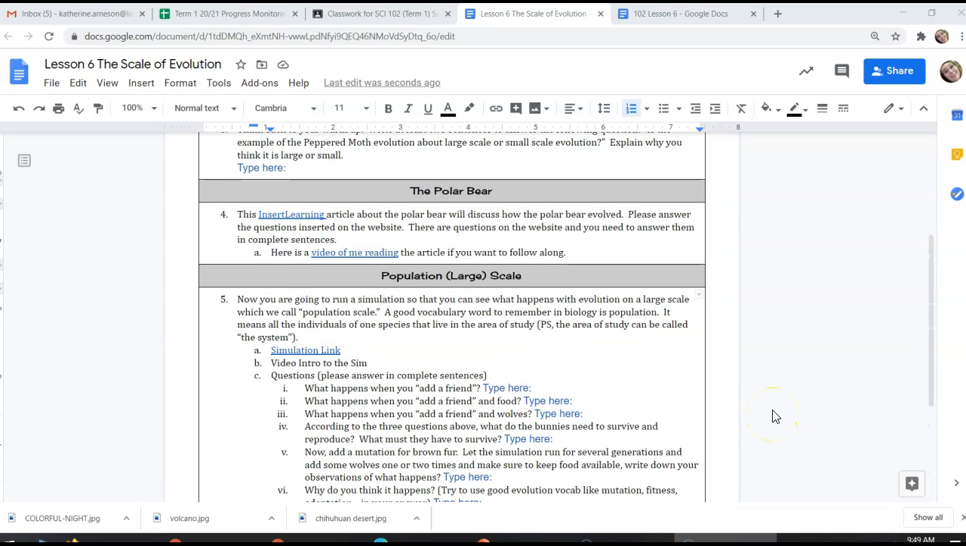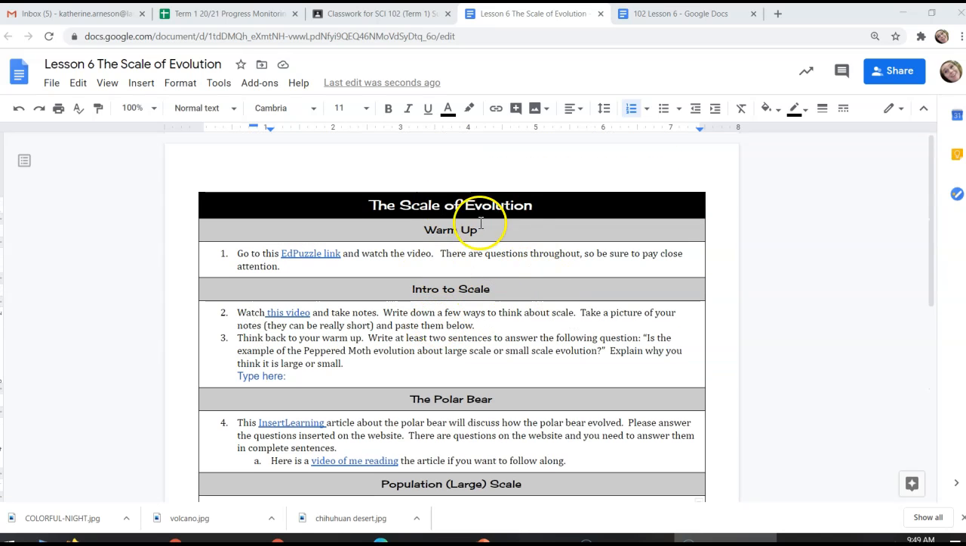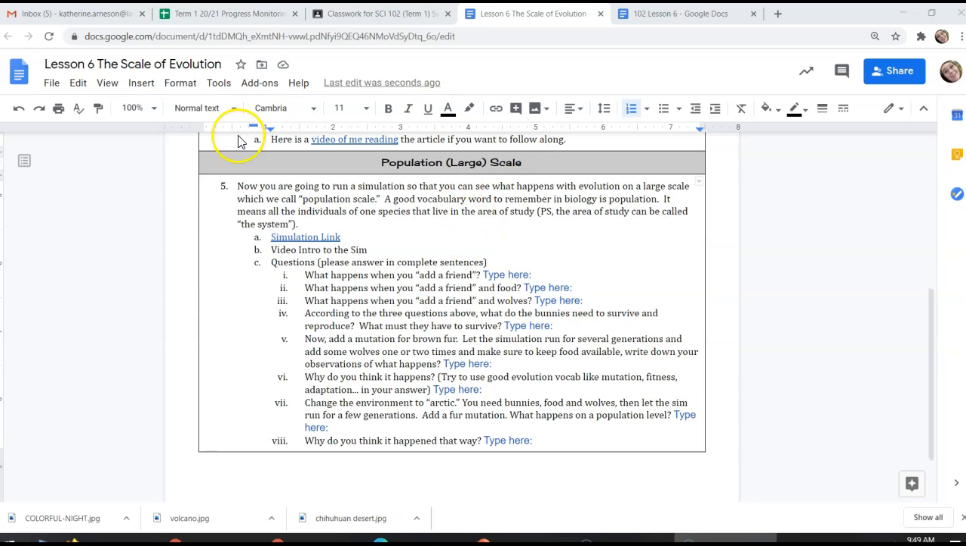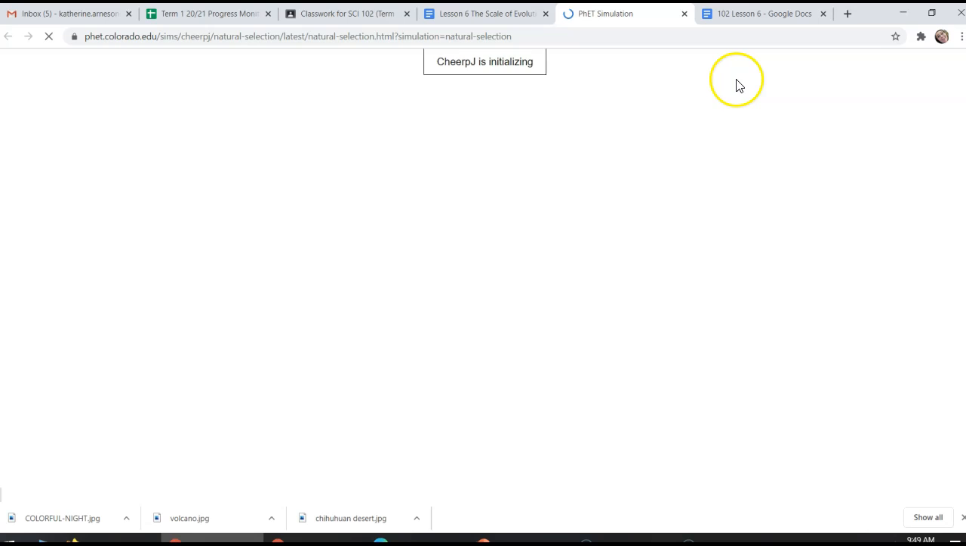Hi guys, I'm here to help you out a little bit with the simulation that you have to run for this lesson. If you are in lesson number six, the scale of evolution, and you go to the link right here for the PhET simulation, I'm going to show you what to do.